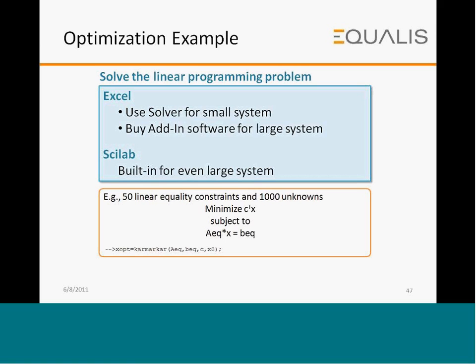Say you want to solve an LP or linear programming problem using Excel. You can use a solver for a small system. You can buy other add-in software for larger systems. In Scilab, it's built for even large systems. Say you want to solve 50 linear equality constraints and 1,000 unknowns. Say minimize C transpose X subject to A X equal to B. All you need to do is X is equal to karmarkar of A, B, C, X naught.